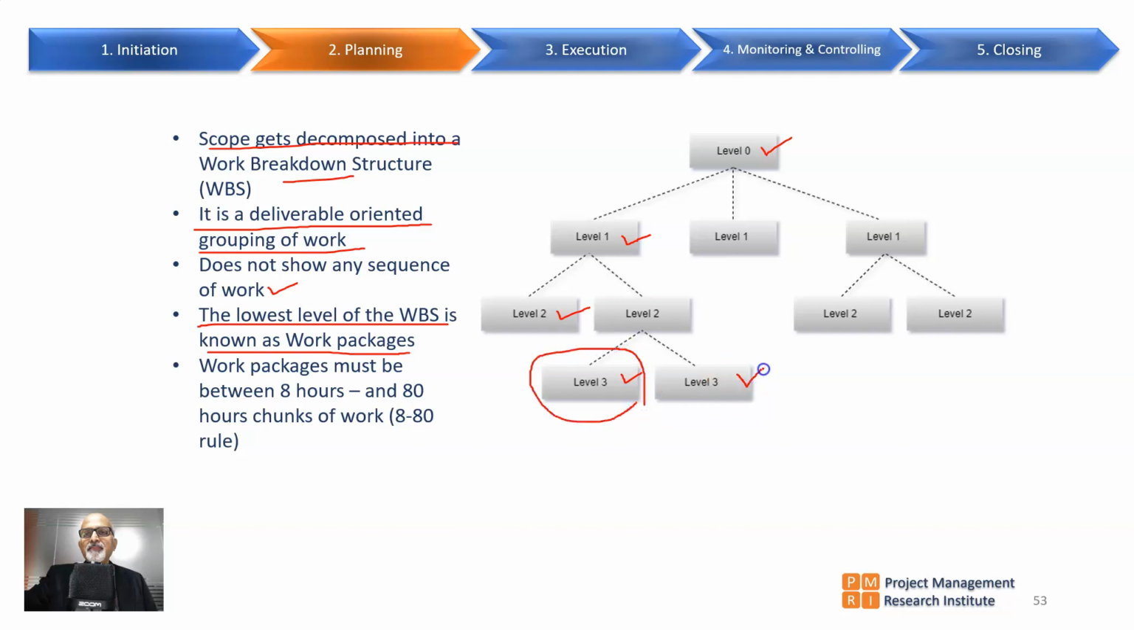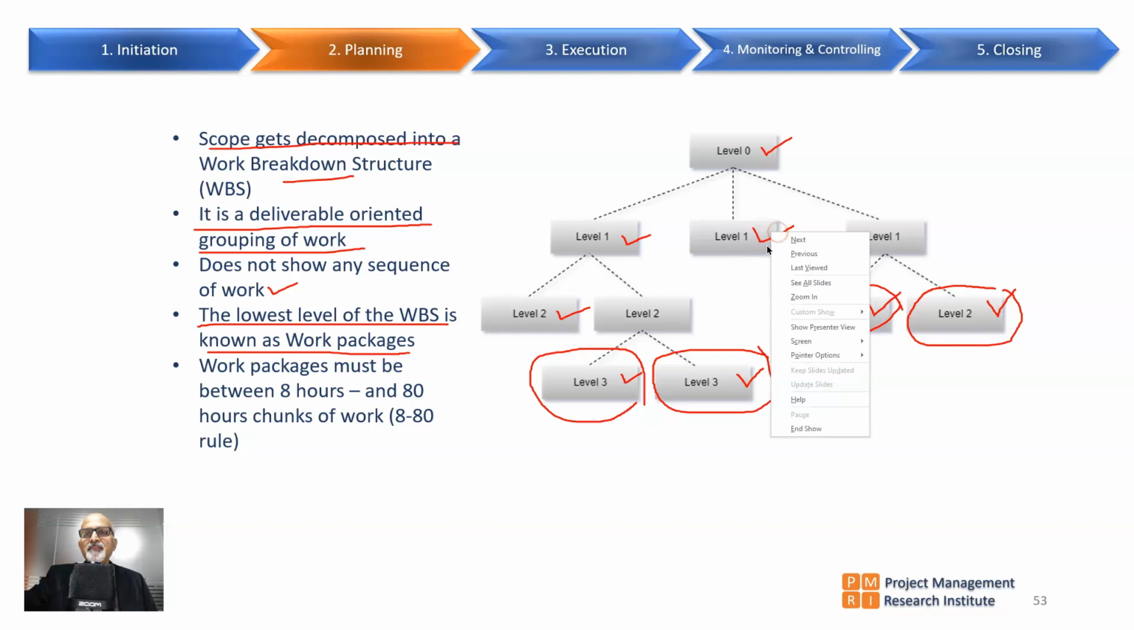This is also a work package. This is a work package because there is nothing below this. This is also a work package, and this one is also a work package because there is no level below it. So the lowest level in the work breakdown structure is known as the work packages.